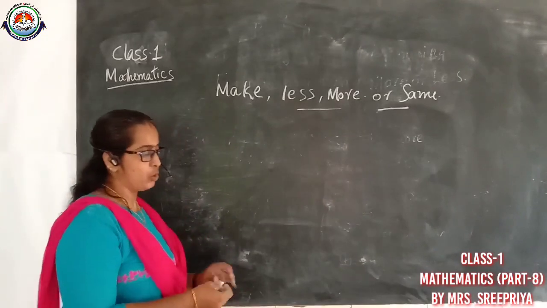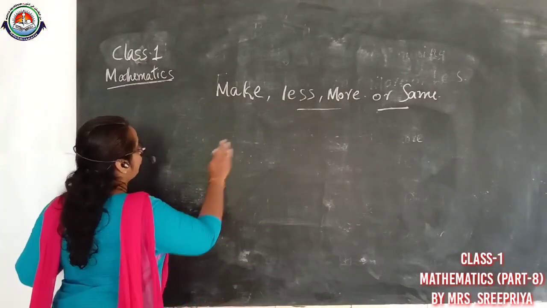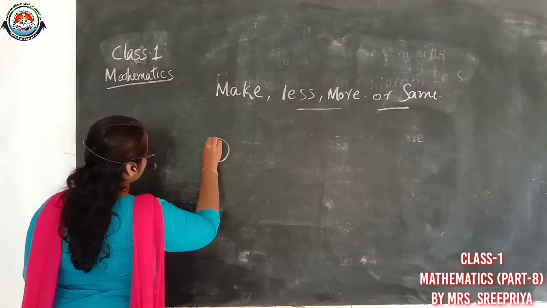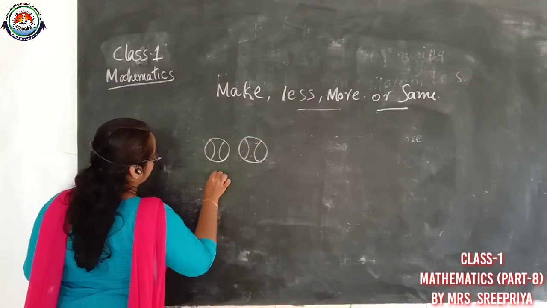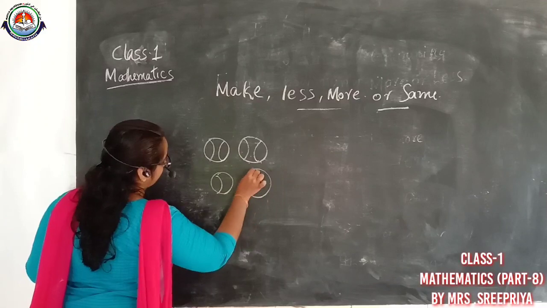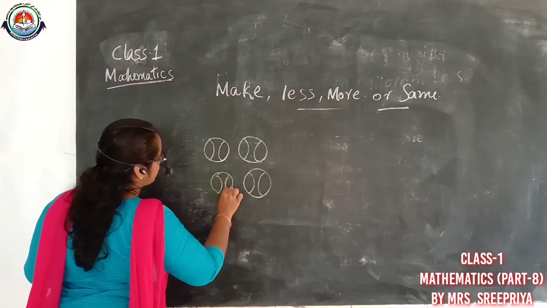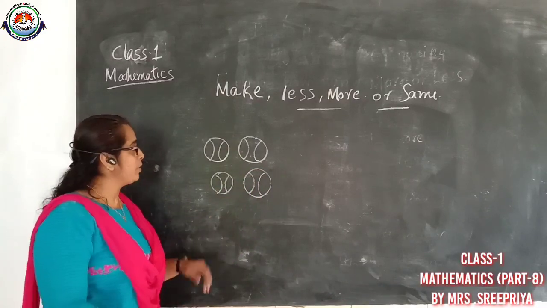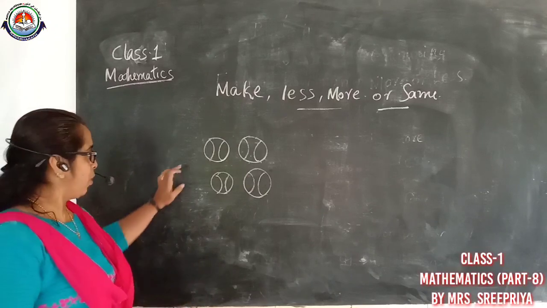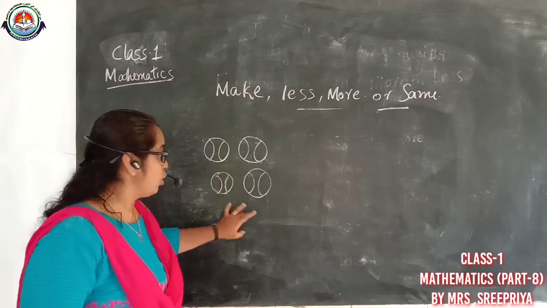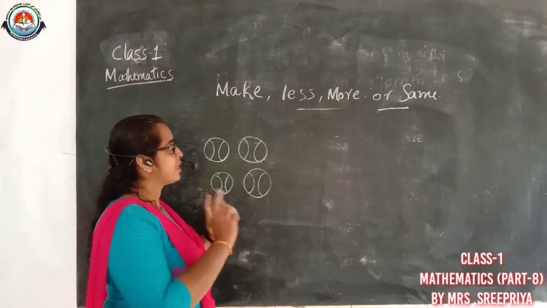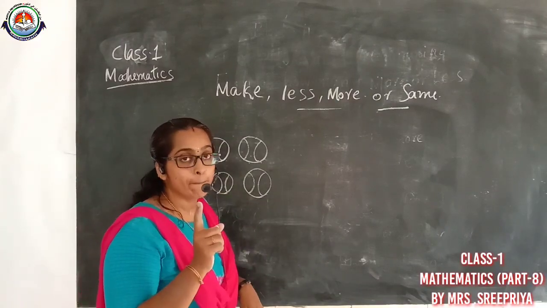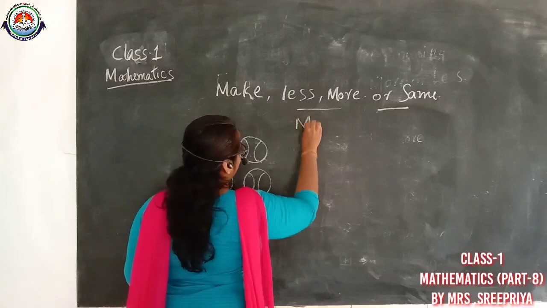Okay. I will show you one example. Here, look, all of you look here. So I draw balls here. How many balls I draw here? 1, 2, 3, 4. How many balls? 4 balls. We need to make it what? More. Very good. We need to make it more.